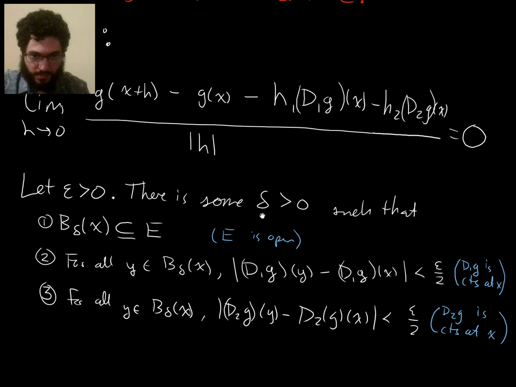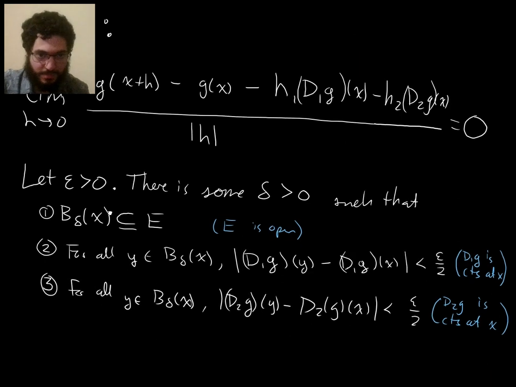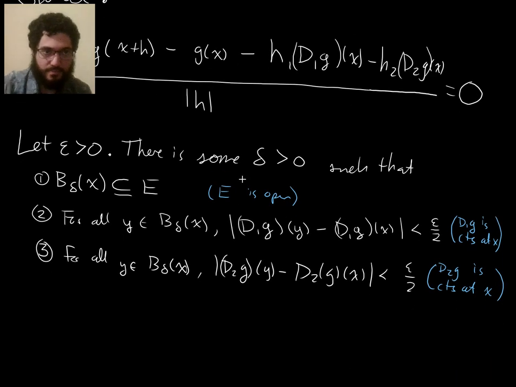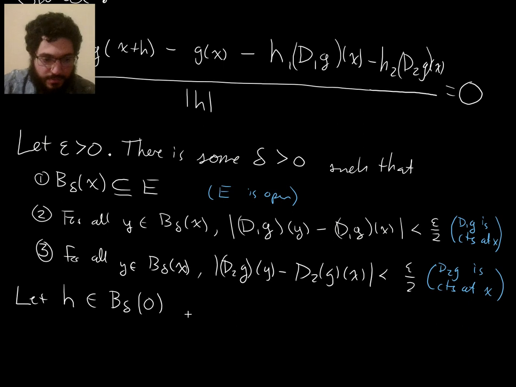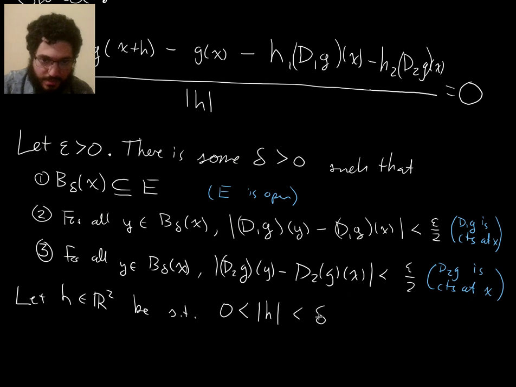So let's see if this delta works as a response to this epsilon. Let h be within delta of 0. Let me write it like this. Let h in R2 be such that the norm of h is greater than 0 and less than delta. Then we want to prove that the norm of this thing up here is less than epsilon.